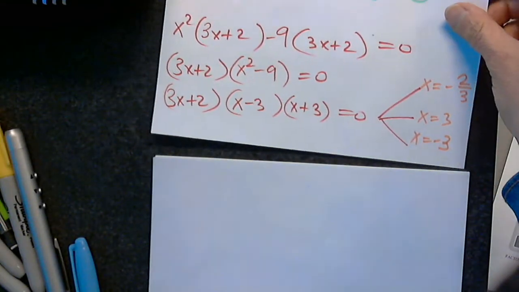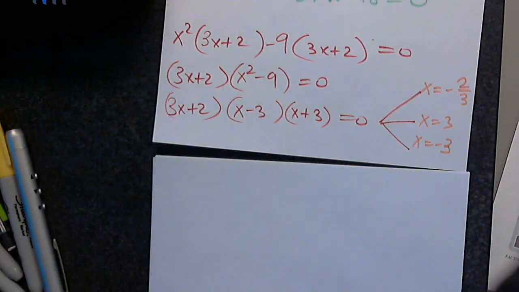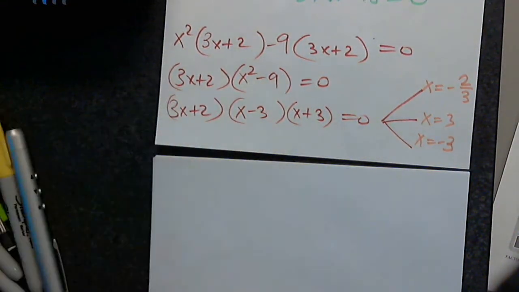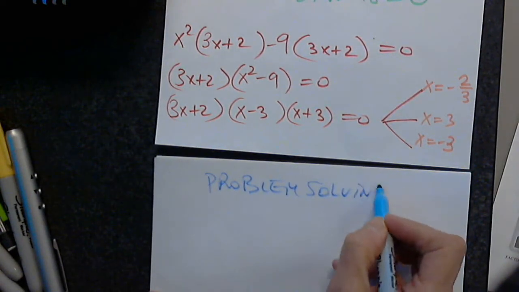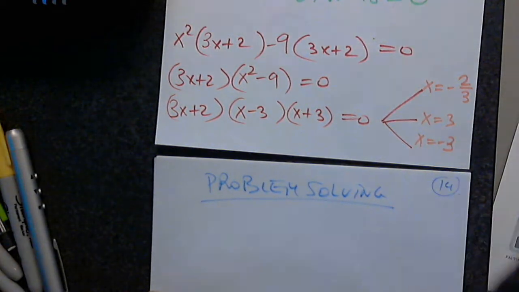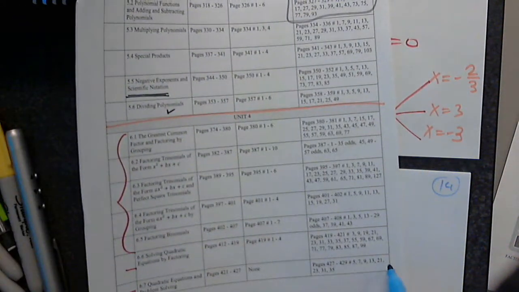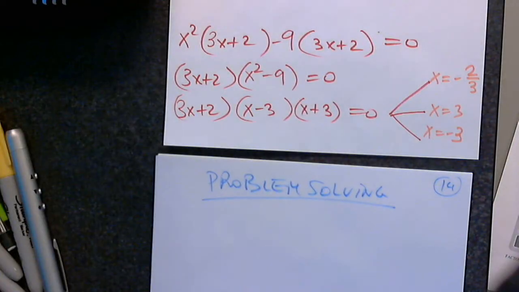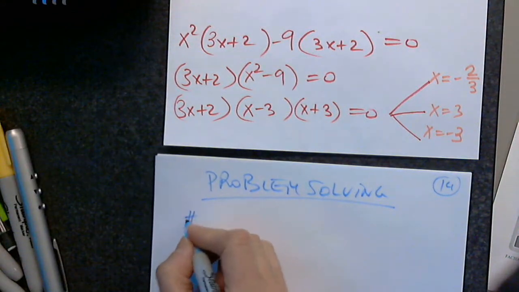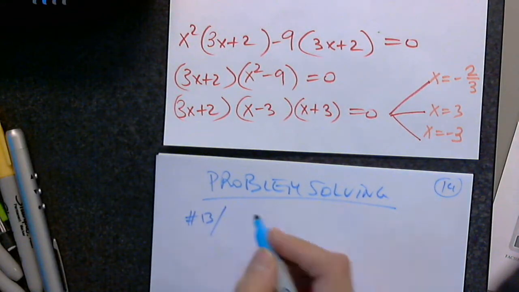Okay, last section of chapter 6. Problem solving. In other words, word problems that reduce to quadratic equations so we can solve them using the zero product principle. That's all it means. I selected the exact problems recommended, so I'm going to go over these. Okay, number 13, on page 428.